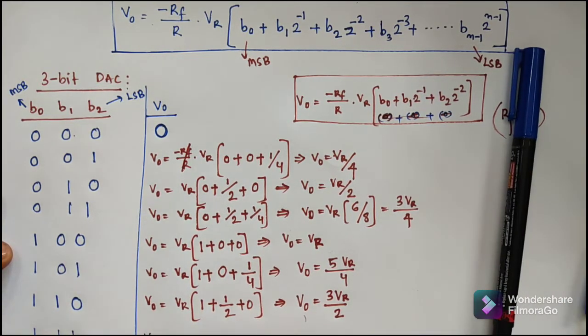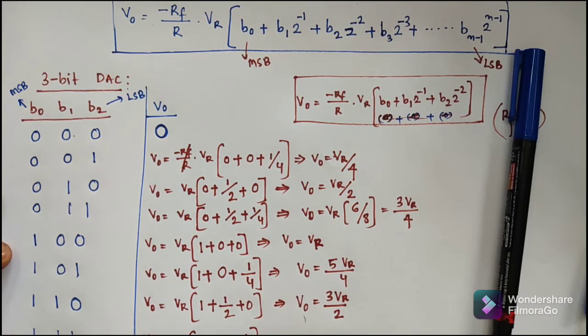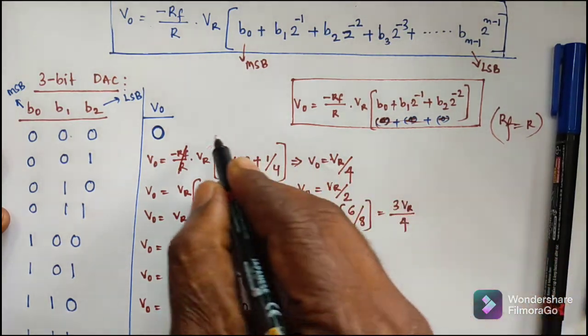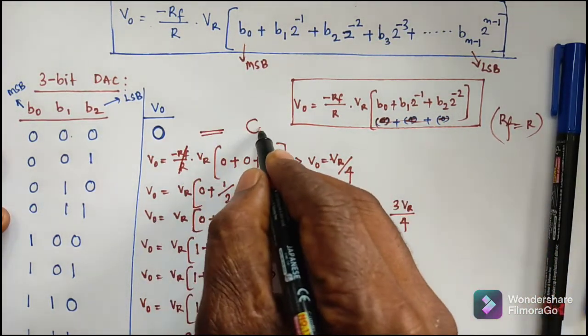And the next one is 1 1 1, all are ones. Then you can calculate V0 is equal to VR into 1 plus 1 by 2 plus 1 by 4. Finally, after adding this you will get the response 7 VR by 4. Okay, so after concluding about this, here the first one is 0.